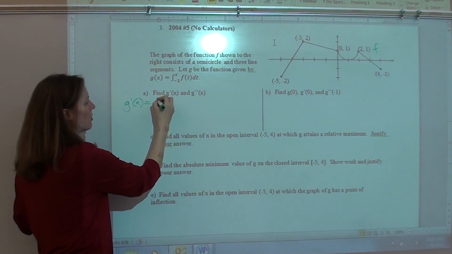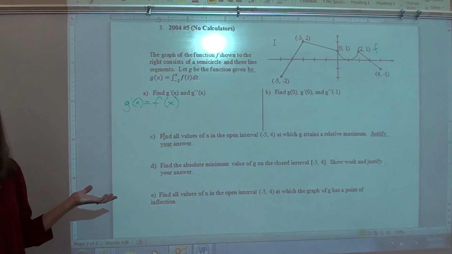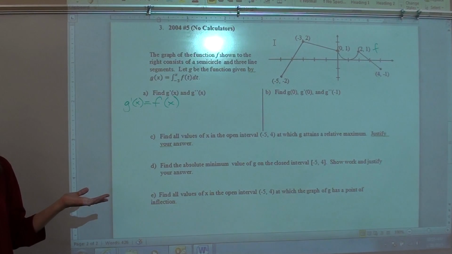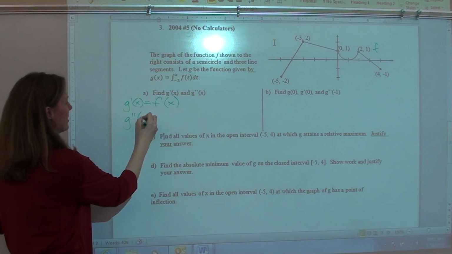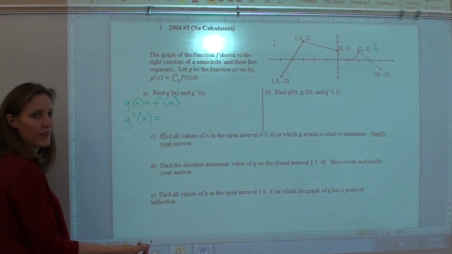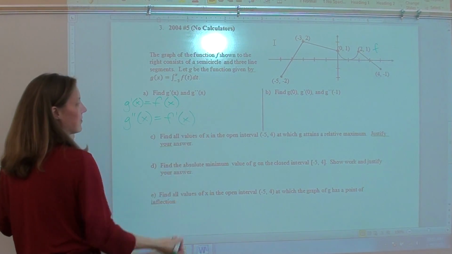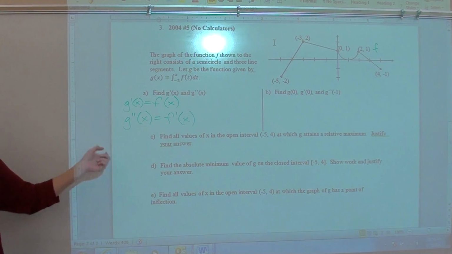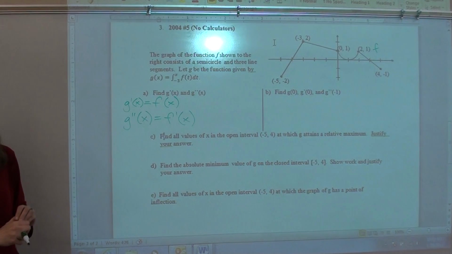minus 0. So g prime of x, hey, look at that, g prime of x is just f of x. So g double prime of x, what does that equal? F prime of x. Just taking the derivative of both sides. Any questions on that? No, we're all okay there?